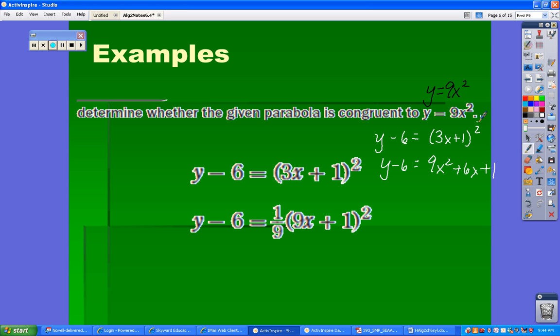I was done right after I expanded this because I see the 9x squared. This negative 6 is only going to affect my c. A is the same as 9. So are they congruent? The answer is yes.